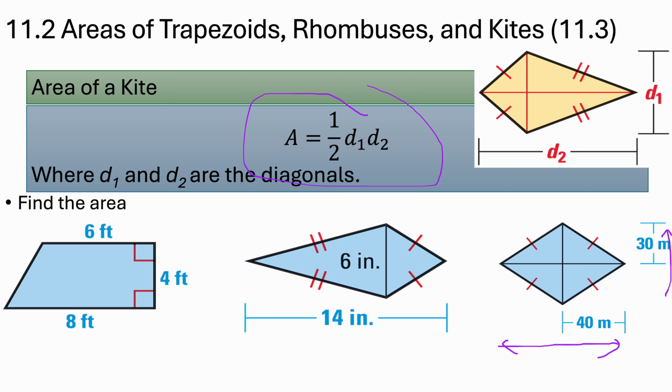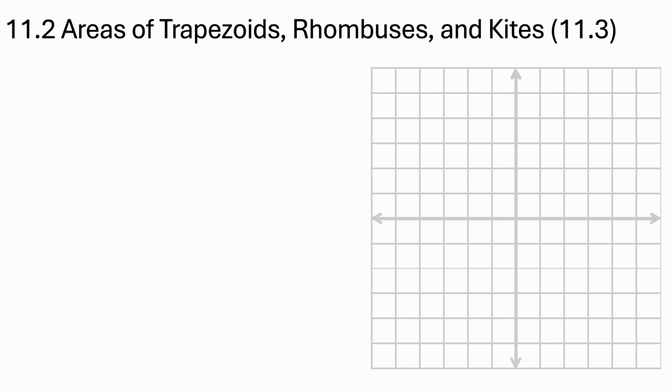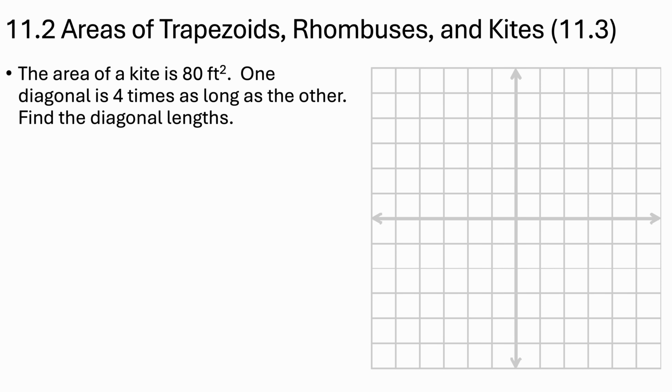Okay. So that is the answer of this one. The area of a kite is 80 feet square. One of the diagonals is 4 times as long as the other one. So what is the area of the kite? Half d1 into d2.